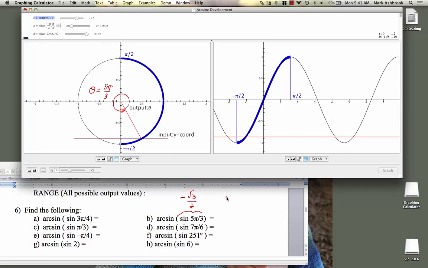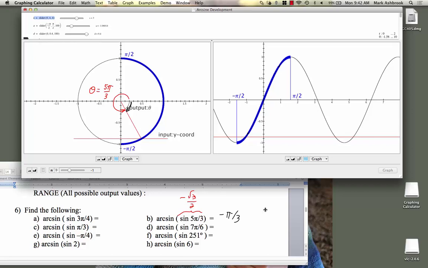No. We're going to get an angle between negative pi over 2 and pi over 2, that has the y-coordinate of negative radical 3 over 2. It's going to be this, I'm showing it right here. Here's the angle it's going to be. The output angle theta is this angle right here. What angle is that? Negative pi over 3. Do you know what's going on? Does it make sense? This is hard.